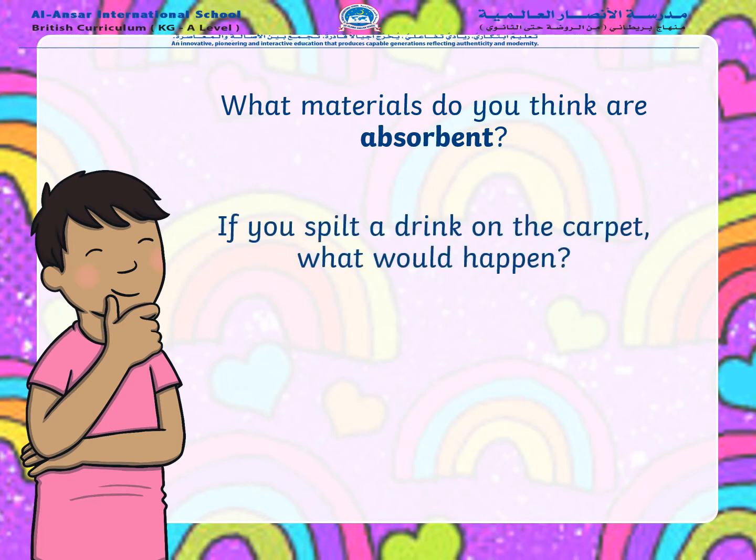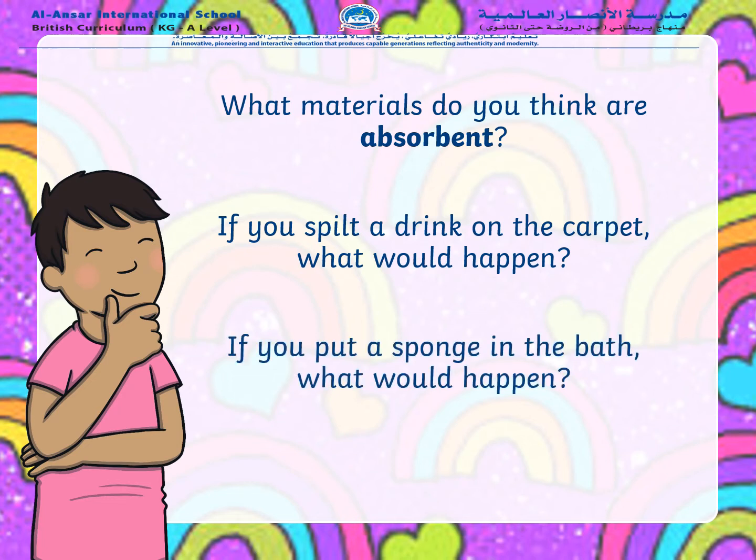Let's have a look at this. If you spill a drink on the carpet, what would happen? Of course, the carpet will get wet. But where does that drink vanish? Where does it go if you spill it on the carpet? Yes, it's absorbed by the carpet, isn't it? Why is the carpet absorbing it? Is it an absorbent material? Yes, you're right. Carpet is an absorbent material. That's why it absorbs the water.